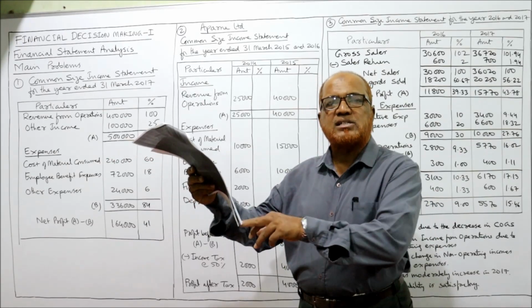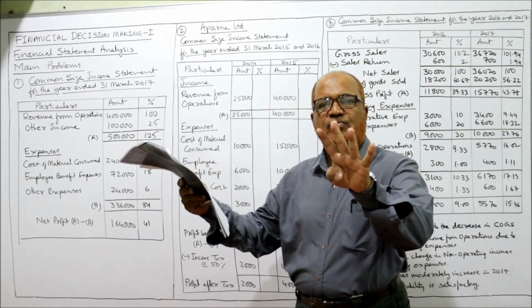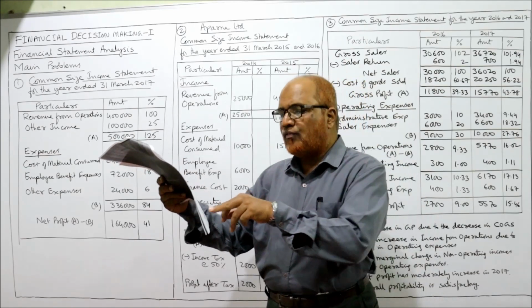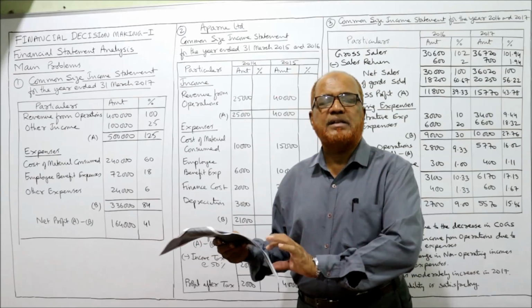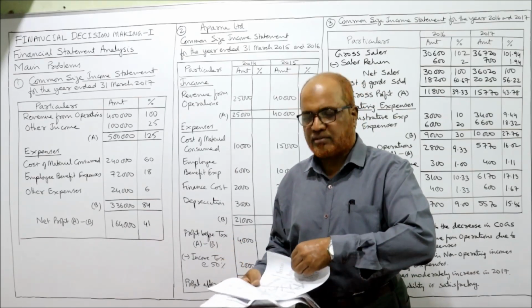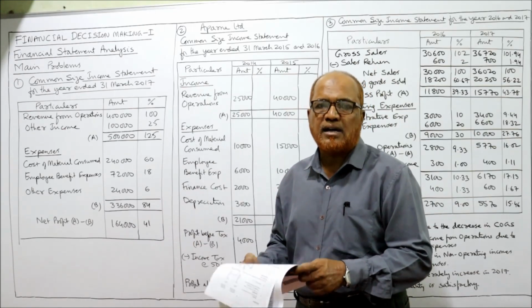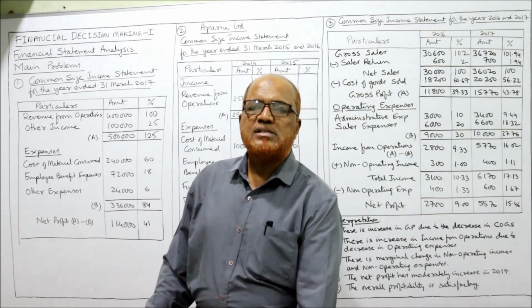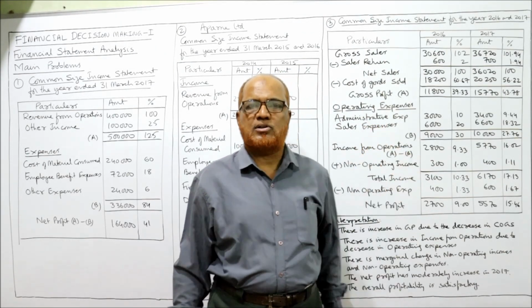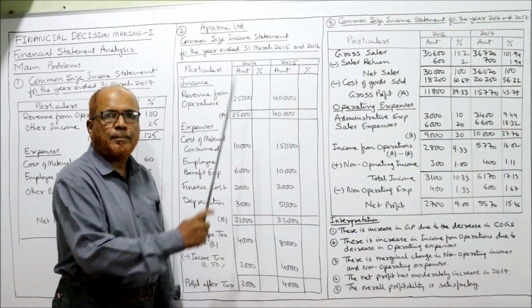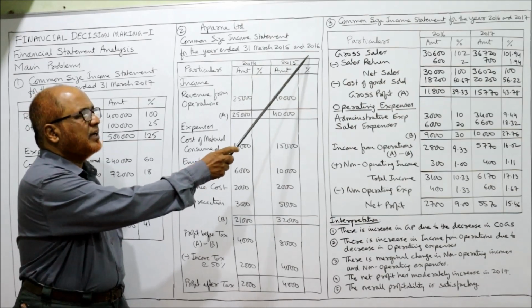All these are the expenses: cost of material consumed, employee benefit, finance cost, depreciation. These four are expenses, and revenue from operations is the income. So income minus expenses, we will get profit before tax. On the next page it is given that the tax rate is 50%. From this information we are required to make the common size income statement. Now Aparna Limited, see here, common size income statement for the year ended 31st March 2015.